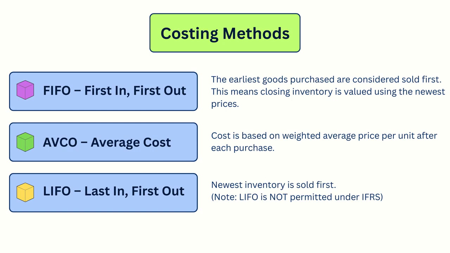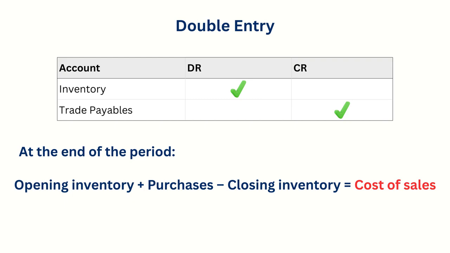The second method is AVCO, average cost. This takes the total cost of all inventory purchased and divides it by the total units, giving an average cost per item. The third method is LIFO, last in, first out, where the most recently bought items are assumed to be sold first. It's important to note that LIFO is not allowed under IFRS, but you may still see it in some countries. These methods affect profit, closing inventory value, and your financial statements differently, so choosing the right method is crucial. Let's look at how inventory movements are recorded.